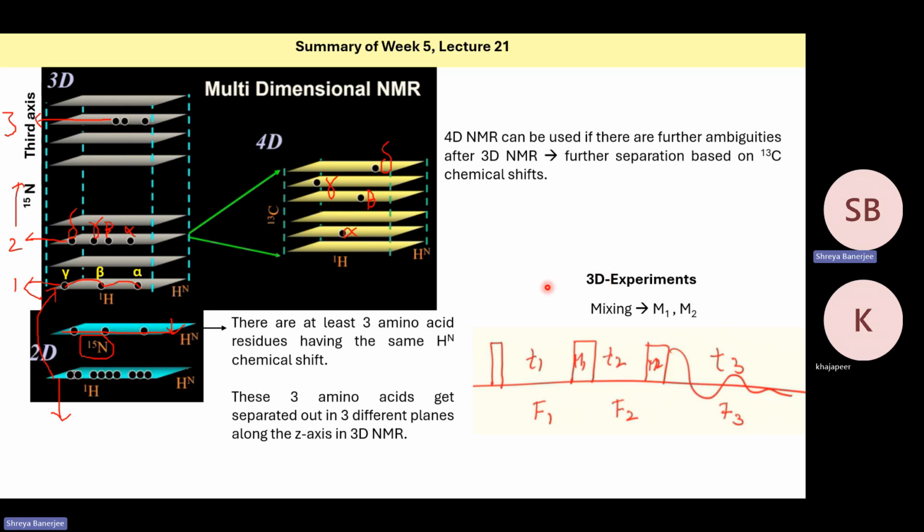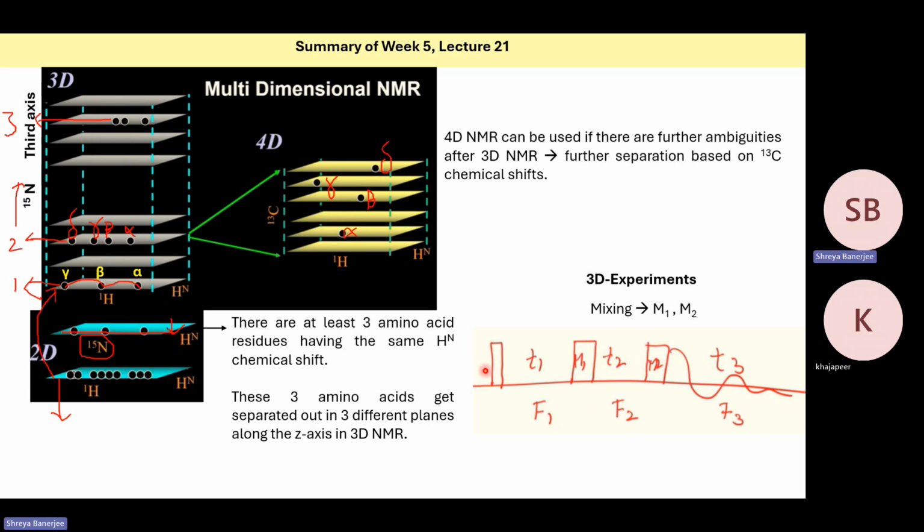Now, for 3D experiments, you need 3 frequency axes, F1, F2, and F3. Correspondingly, you will need 3 time axes, T1, T2, and T3. And T3 is the time in which the FID is collected. And if there are 2 other time axes, there will be 2 mixing times, M1 and M2.